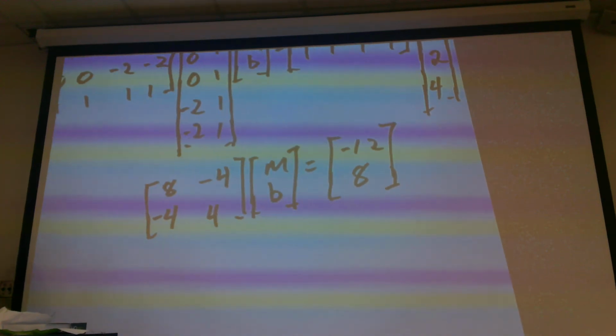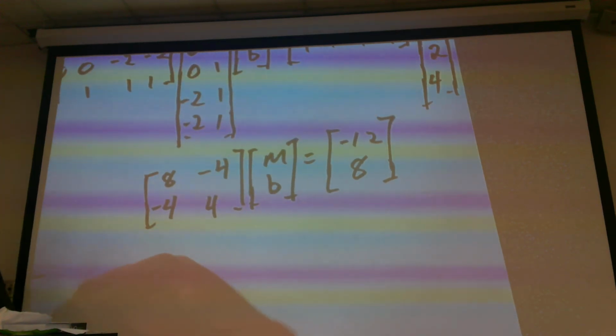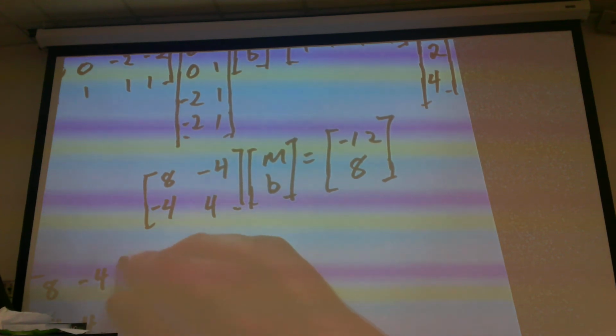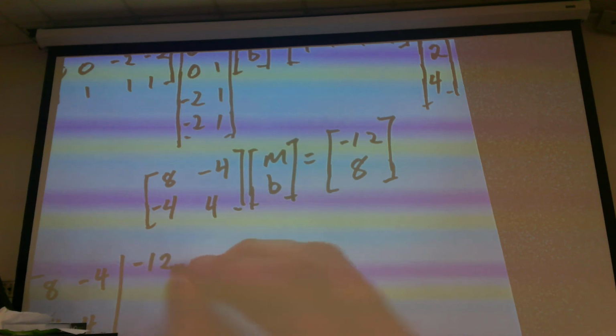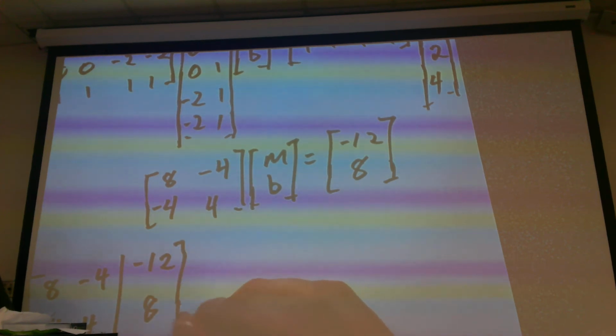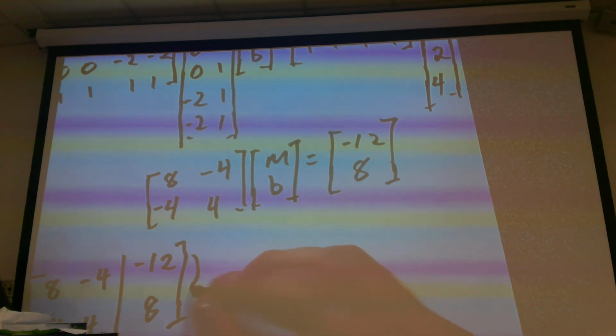Now that we've gone to this part of the problem, we can say, okay, why don't we form this into our augmented matrix, and let's see if we can't get a solution. 8, negative 4, and 4, augmented with negative 12, 8. Okay, so first thing to do is multiply by 1/2, add.